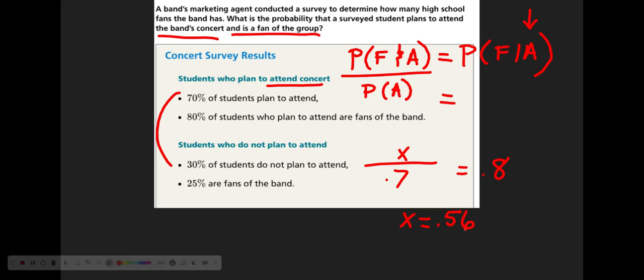So that means that the probability that a surveyed student plans to attend and is a fan is 0.56. All right, I hope this helps. Boom.